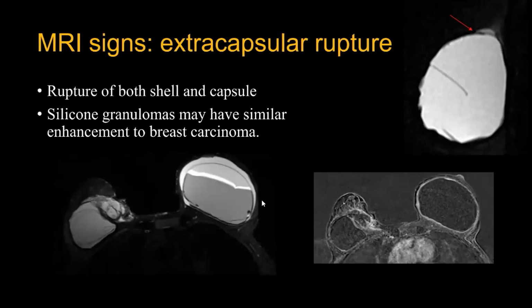Here are the extracapsular rupture signs. You don't need to remember all these names of the signs, you can tell if this silicone gel comes out of the capsule, like this one, or there's a subtle one, you have no problem calling it. And there's another one that is more dramatic. A lot of gel just comes out of this implant capsule. And remember that sometimes you can see this granuloma on the MRI with contrast, and the silicone granuloma can enhance just like breast cancer, like in this case over here.